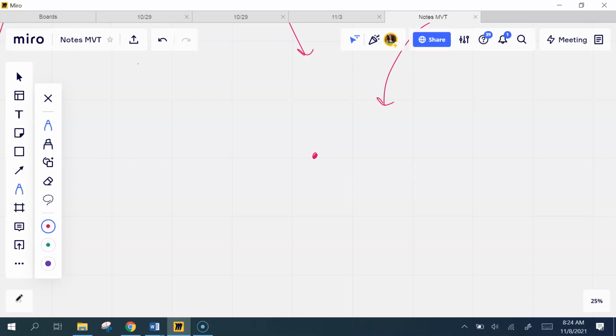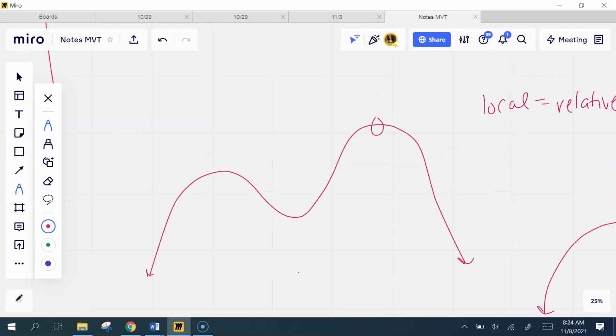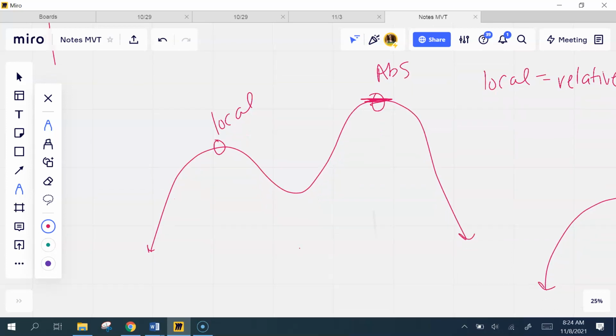Okay, so the directions on this say identify each x value at which any absolute extreme values occur. So absolute meaning the highest or the lowest. If you're looking at something like this, this would be absolute, this would be local or relative, same thing, right? Because it never goes above this, it's the highest point on the graph.